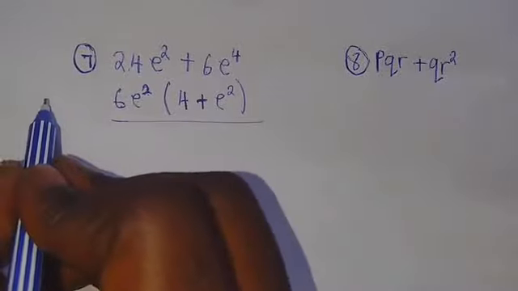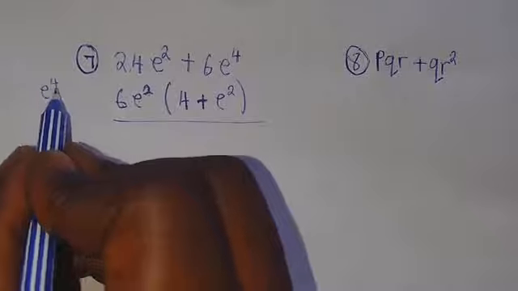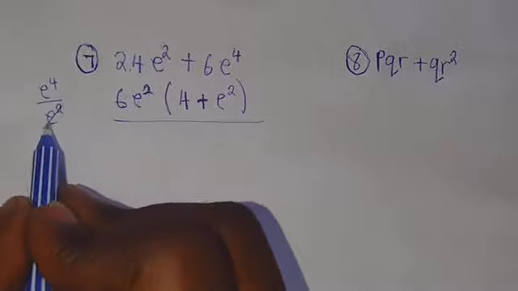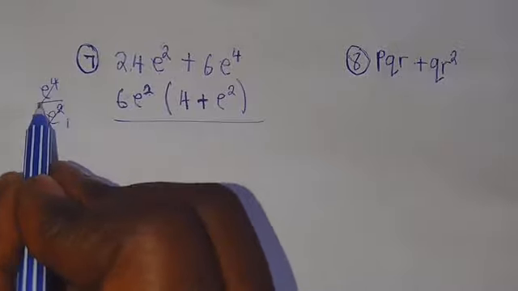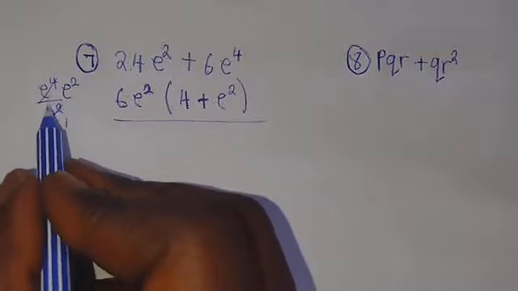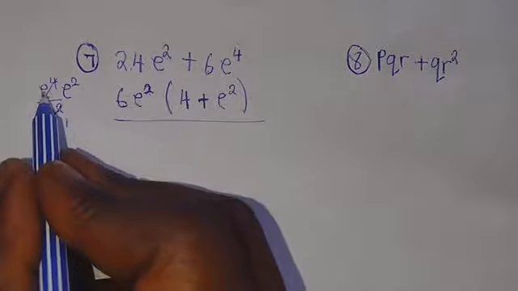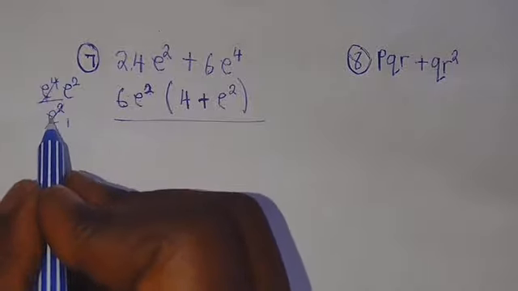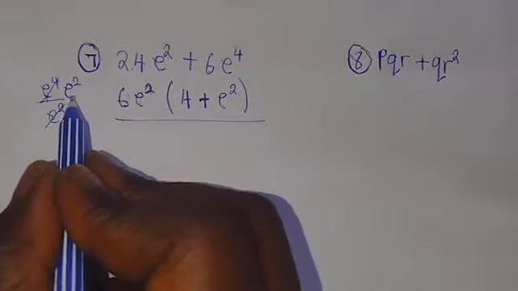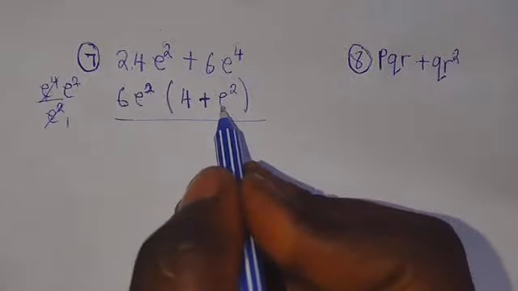So I'm just dividing where you have e power 4 divided by e power 2. e power 2 into itself is 1. e power 2 into e power 4, remain with e power 2. Or you apply the laws of indices. You are dividing same bases. What do you do with the powers? You subtract them. So 4 minus 2, you remain with e to the power 2. That's what we have here.